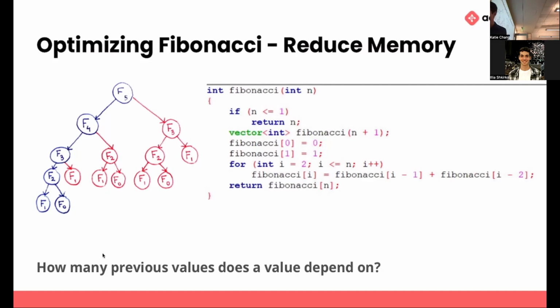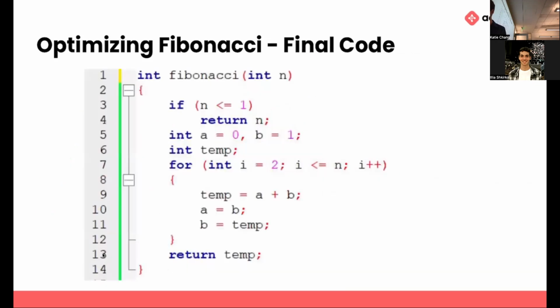This way, we can actually reduce our code to these few lines without using an auxiliary array. We can simply say that we have two variables, A and B, and we just update them every time we calculate a subsequent value. Thus, we obtain O of one space complexity. Do you have any questions about this code? Okay, good.